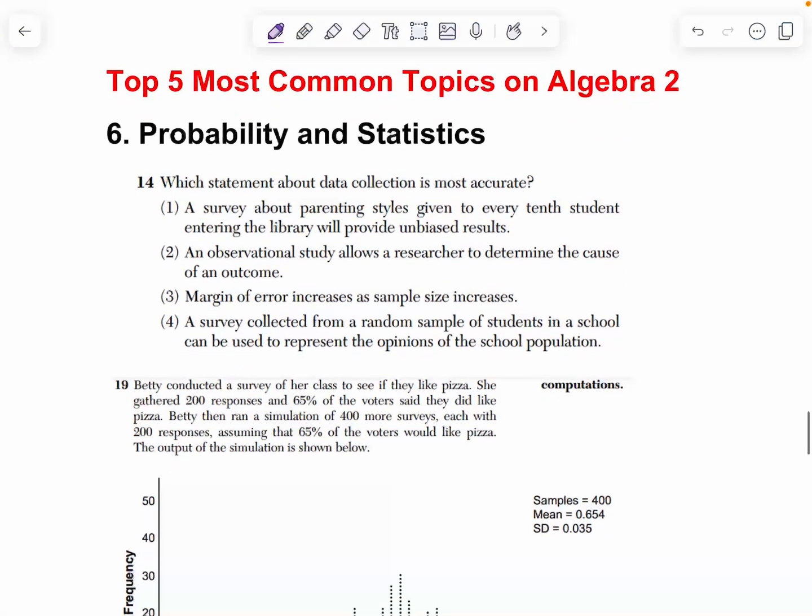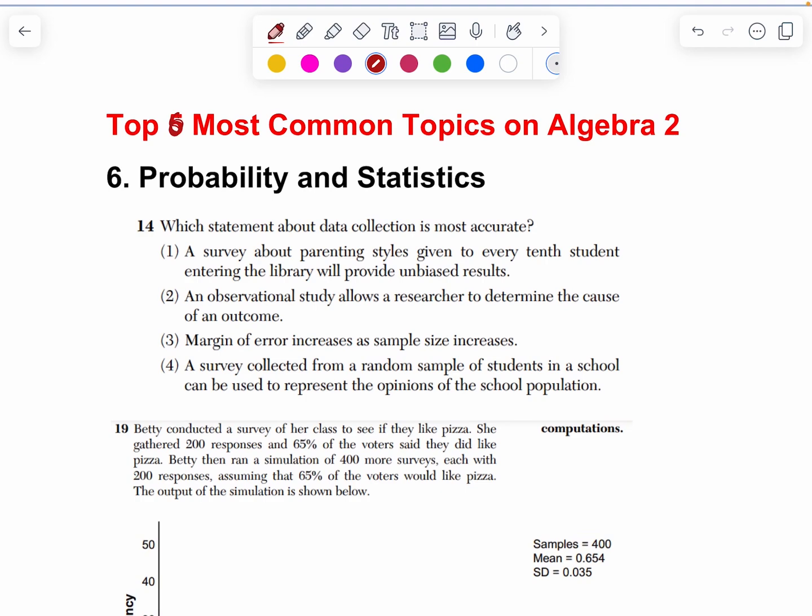Here is the last section of our top 6 most common topics on Algebra 2. As you can see, I've changed it from top 5 to top 6 because probability and statistics has become increasingly more prevalent on the Regents. So I want to make sure that we are prepared for all of those types of questions.